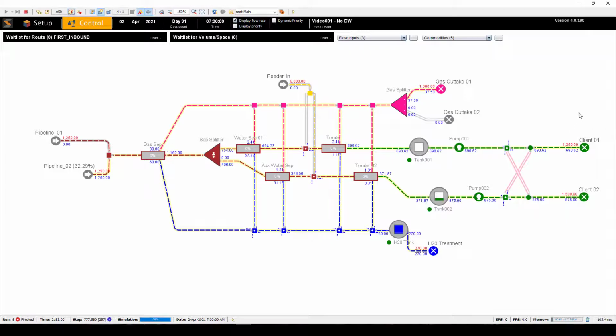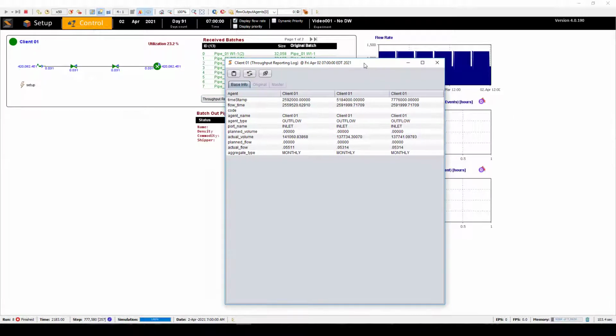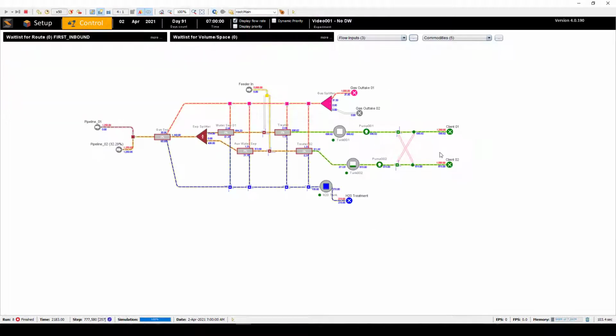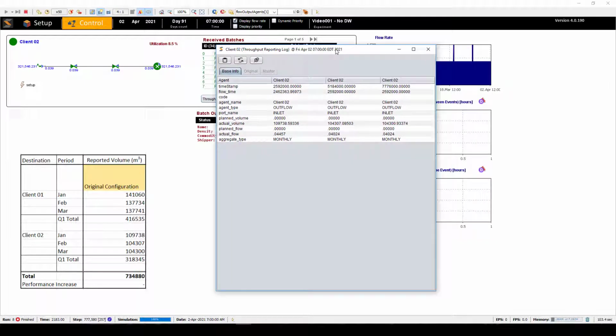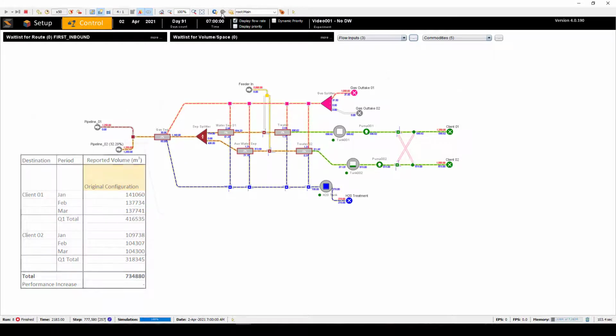From here, by accessing our marketplace clients, we can go to the outflow directly and look at a throughput reporting log. And from here, we can see the volume of product that was received by each of the clients on a monthly basis. By taking this information from both client 1 and client 2, we can store these values and try to improve upon them.